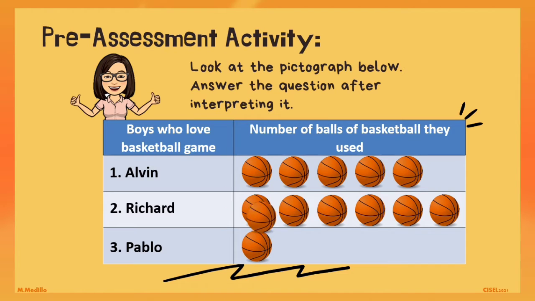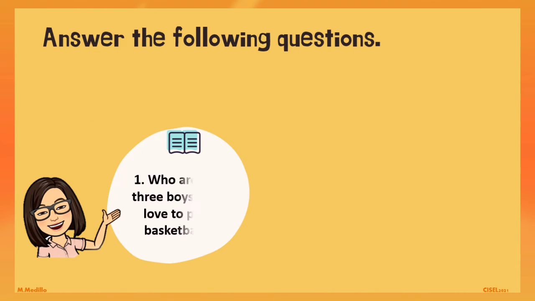1, 2, 3, and 4. Good job, kids! Now that we have finished interpreting the pictograph, let's answer the questions about it. Number 1, who are the 3 boys who love to play basketball?